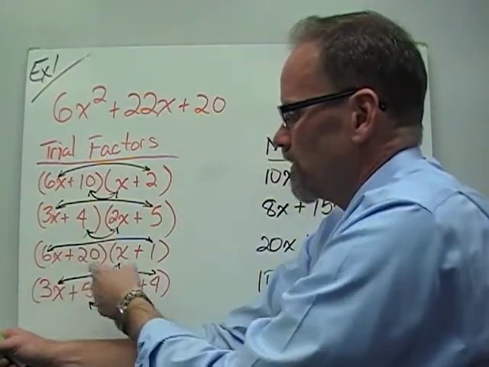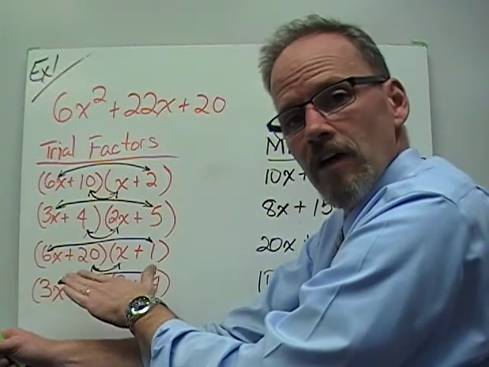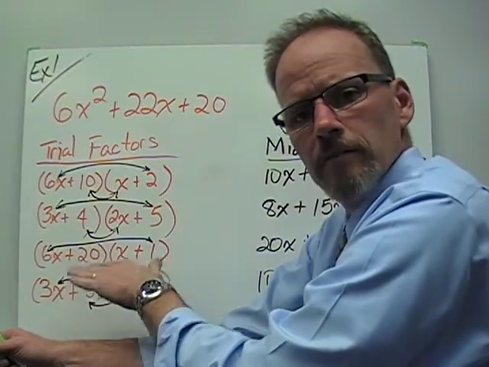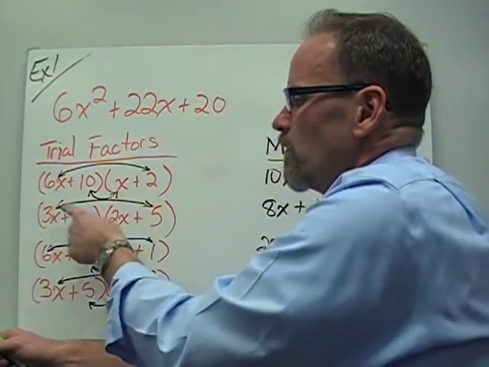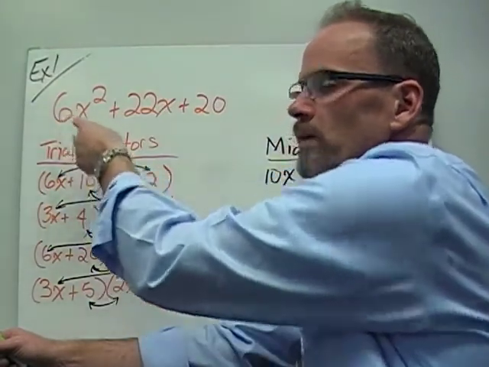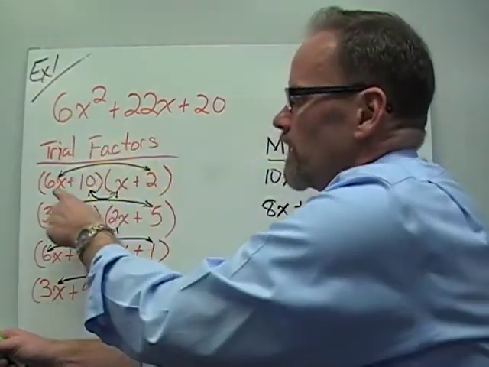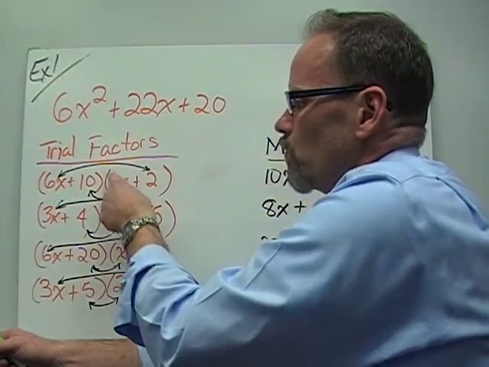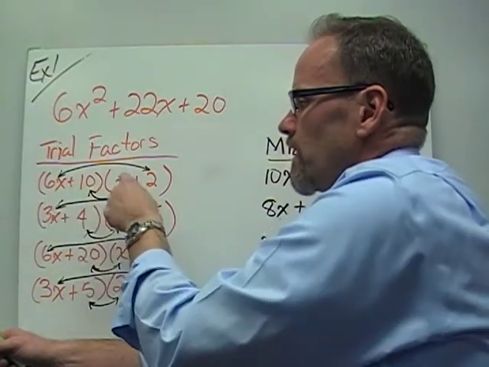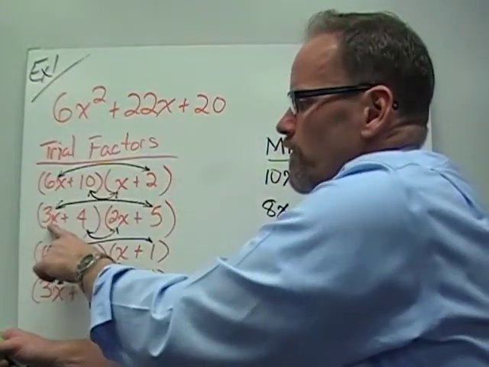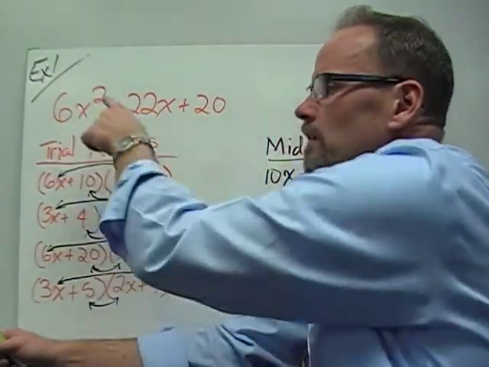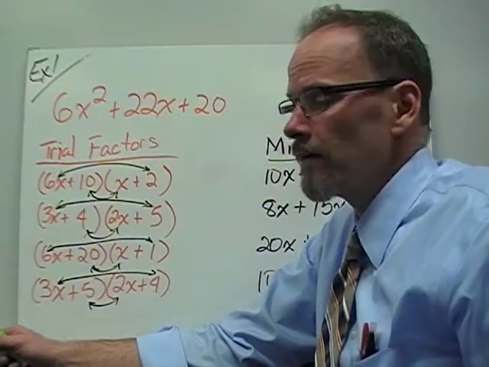And then I used it down here again because I'm going to show you in a second why I have extra trials down here. But anyway, 6 times 1 or 3 times 2 will give me the 6 right there. So that's how I got the x's. 6x times 1x gives you 6x squared, or 3x times 2x also gives you 6x squared.